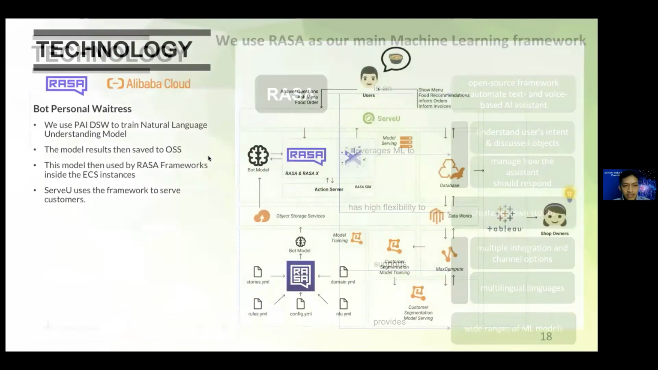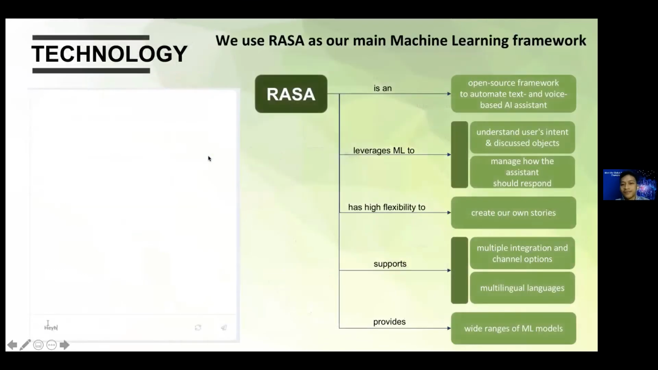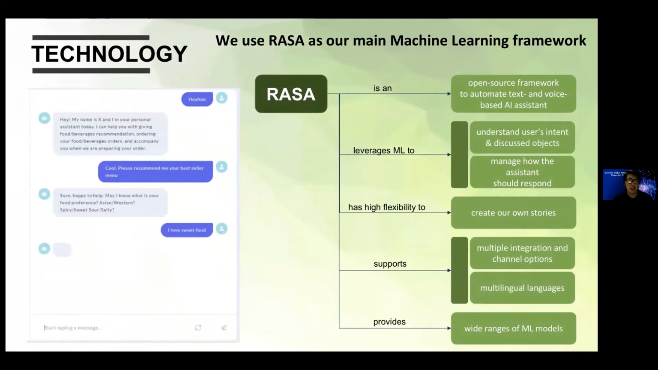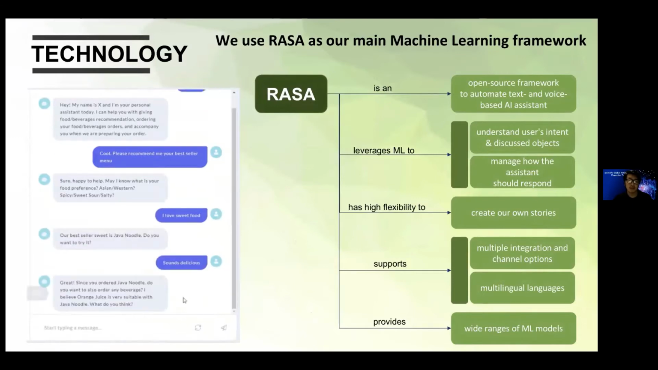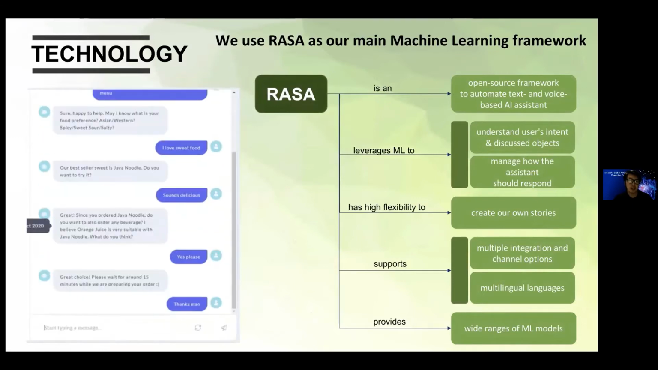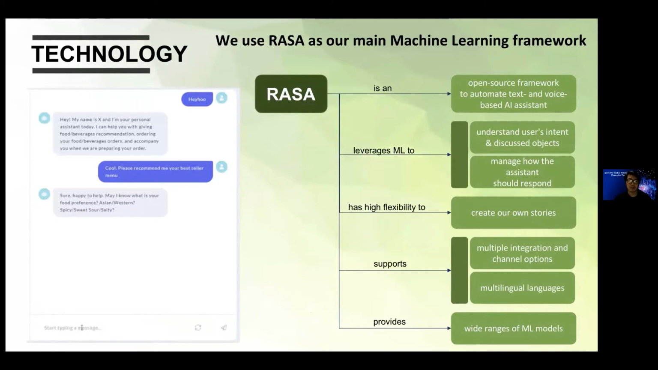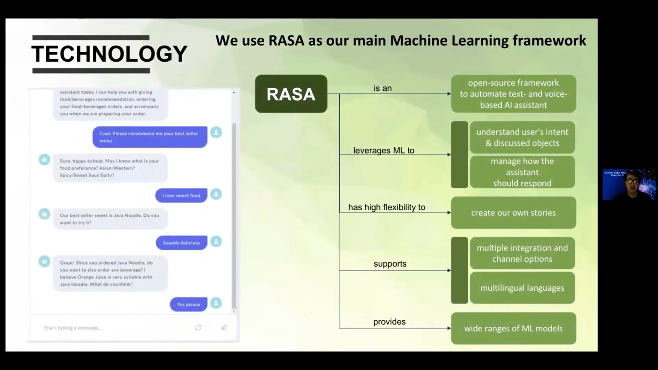Next. Okay, back to Luis. So we use Rasa as our main machine learning framework. What is Rasa? Rasa is basically an open source framework to automate text and voice-based AI systems. It leverages machine learning to understand the user's intent and discuss objects, and it also manages how the assistant should respond. The main important thing is it supports multiple integration and channel options, and also multilingual languages.